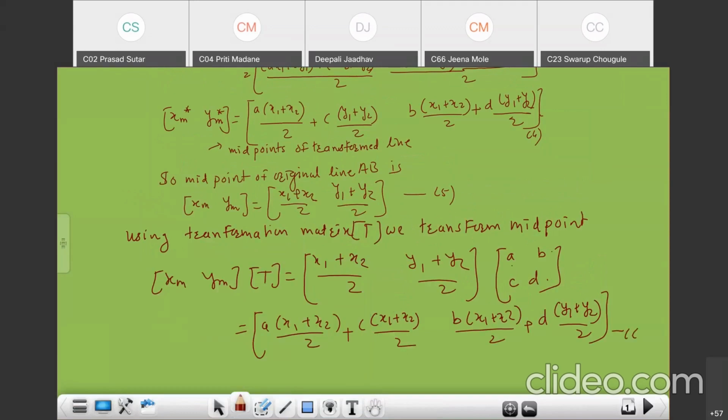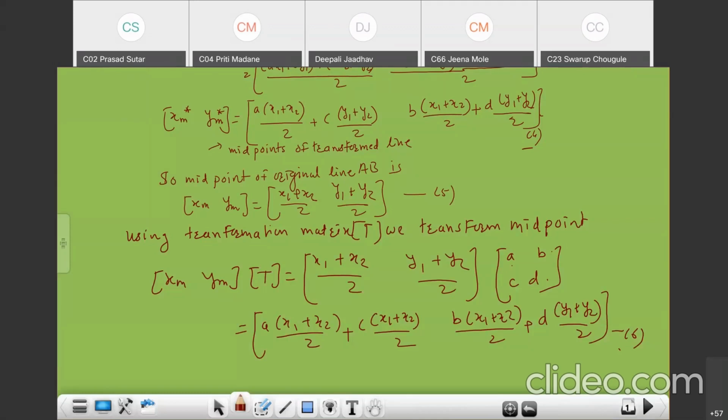Now observe equation number 6 and equation number 4. What do you observe here? Both are the same. Means the midpoint of the transformed line is equal to this value. The transformation of the midpoint of the original line is equal to the midpoint of the transformed line, from equations 4 and 6. And that's why we can say every point on the first line corresponds with every point on the second or transformed line.